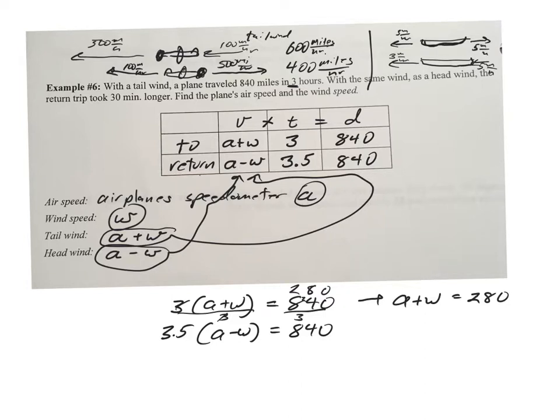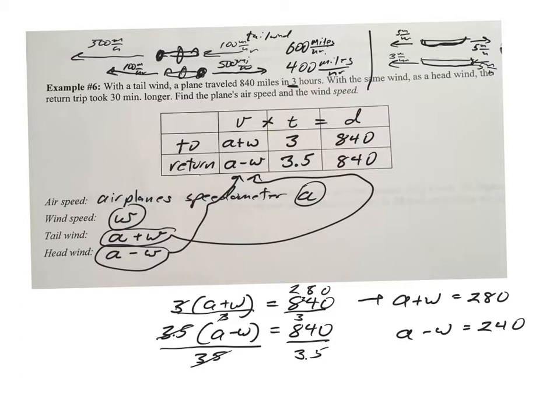And believe it or not, you can actually divide the other equation by 3.5. We divide this by 3.5. 3.5's cancel, and believe it or not, 3.5 evenly goes into 840. It goes into it 240 times. So now we get A minus W equals 240.